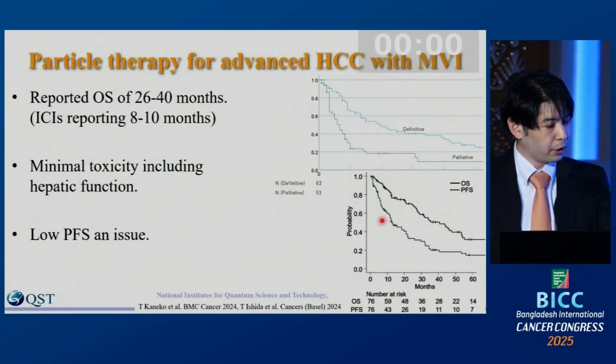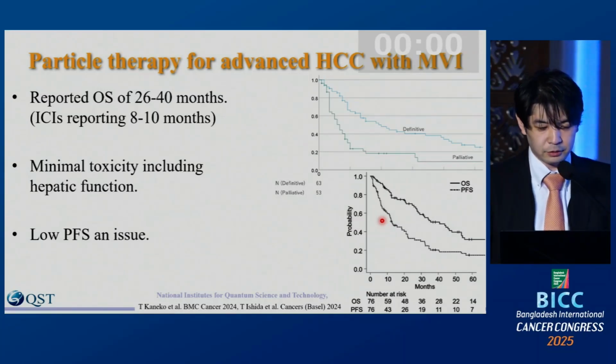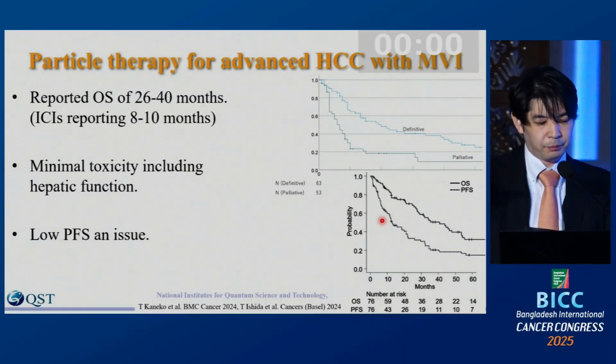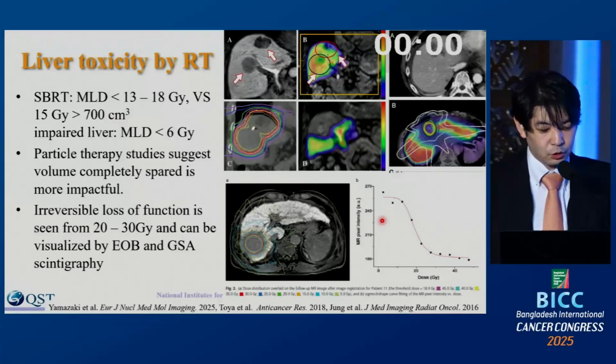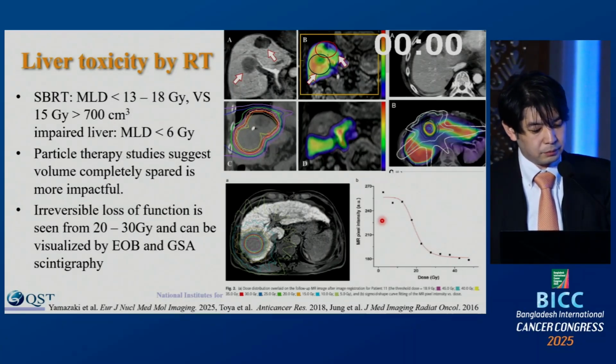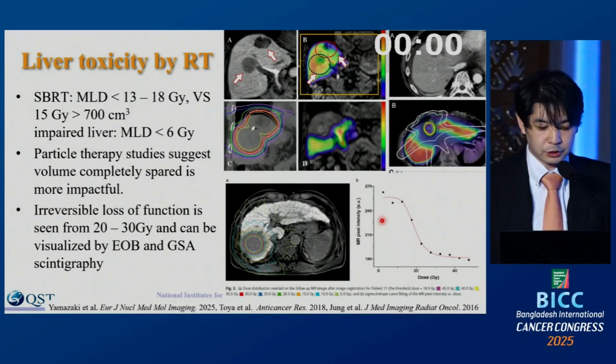So there are a lot of trials going on with radiotherapy plus ICIs. Okay. Also, re-irradiation for HCCs with particles can be done with a second radiotherapy, same local control and no liver toxicity. So, yeah, I think we could just skip this.